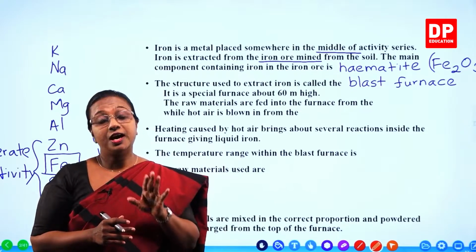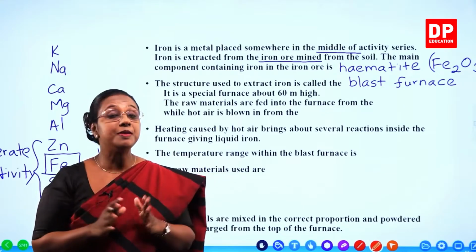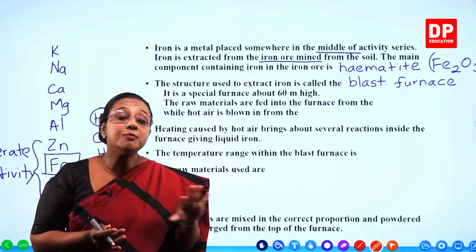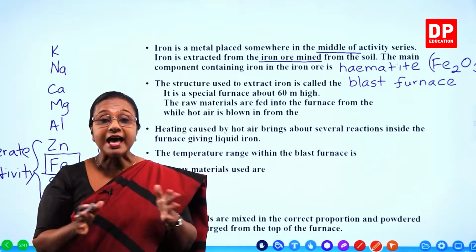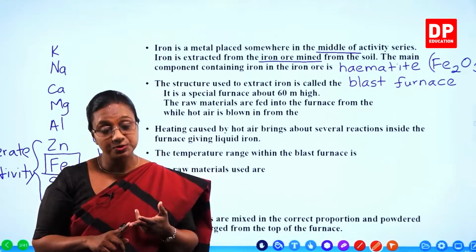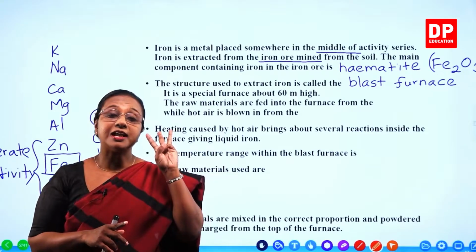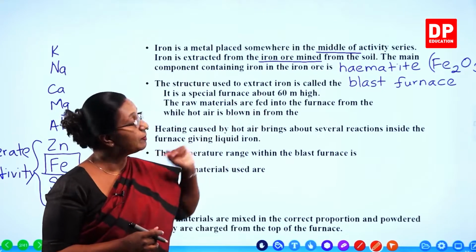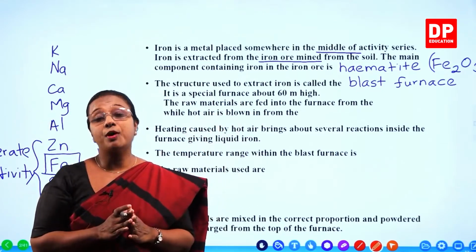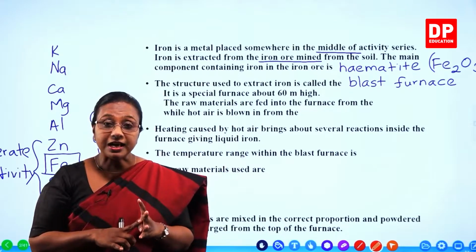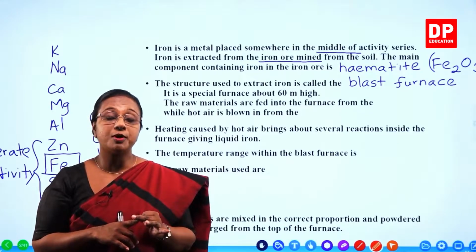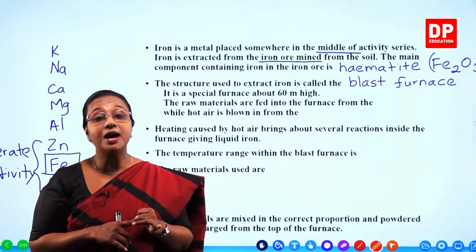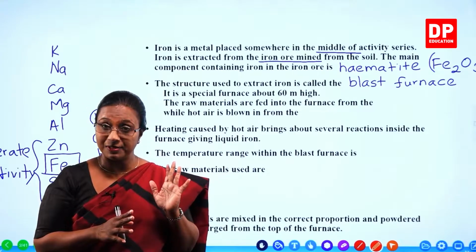So thereafter, I told you all, there are some impurities in this particular hematite. So we need to remove those impurities. For that purpose, we use limestone. So that means there are 3 raw materials that are introduced to the blast furnace from the top of the furnace. Hematite, carbon in the form of coke, and limestone. Limestone is calcium carbonate. I am sure you all can remember that formula.